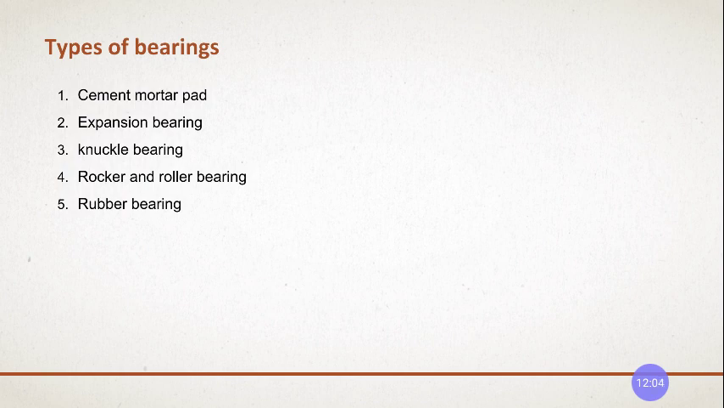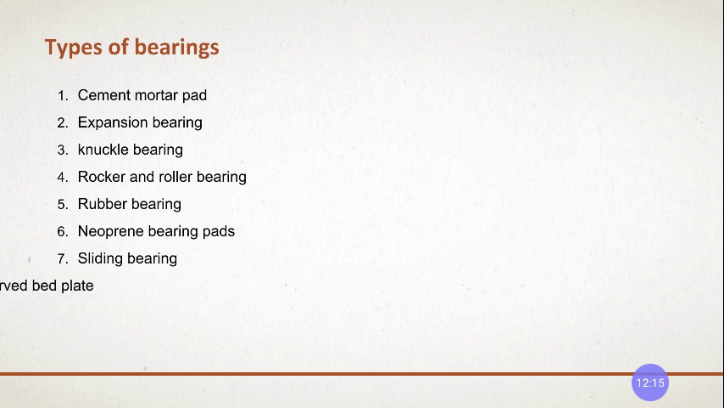This rubber bearing helps you to carry out this work. Then neoprene bearing pads and sliding bearings, which will slide along the movement of the superstructure, and sole plate on a curved bed plate. A sole plate will be there over a curved plate. So these are the types of bearings. Need not go deep into why it is used, where it is used. Just understand these are the types, which might be asked for 5 marks maximum.